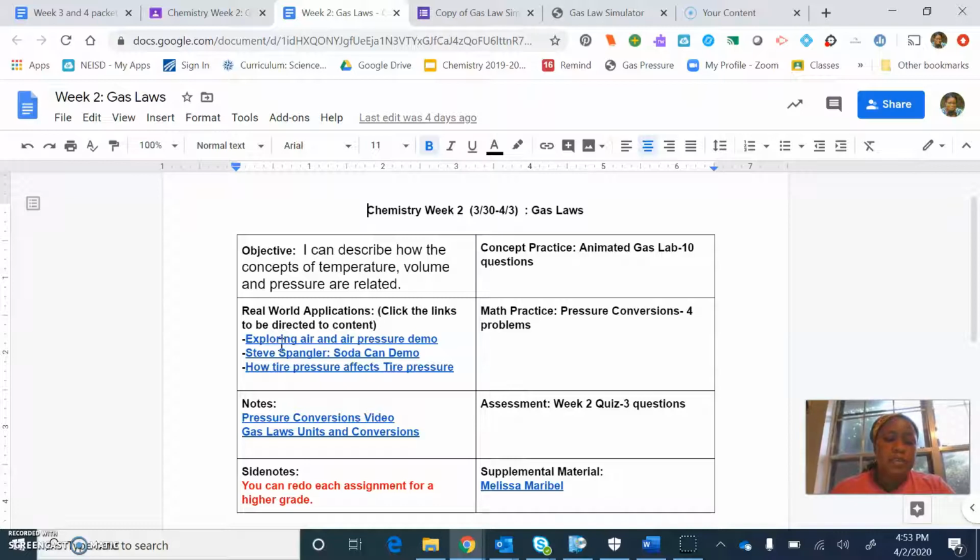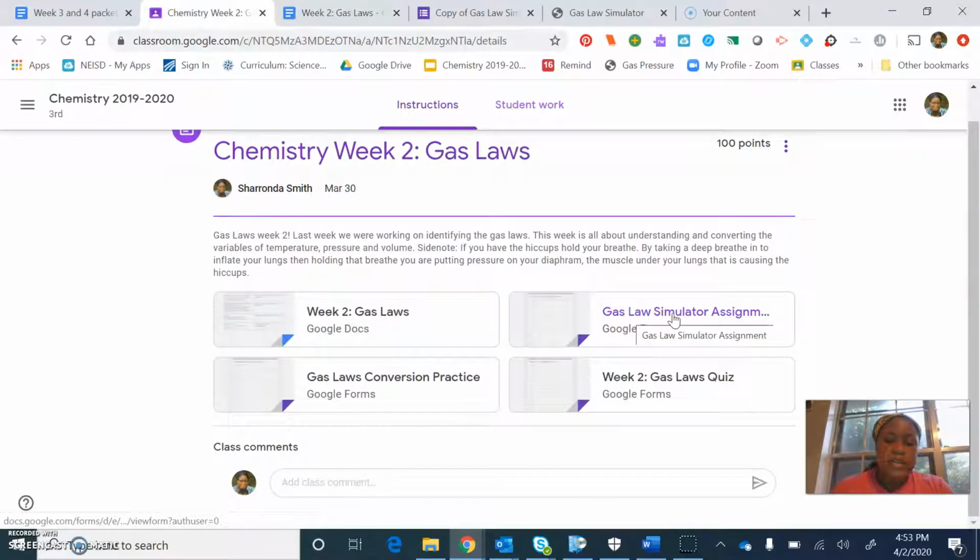Then we have 3 videos about real-world applications of gas laws. Then we have some notes over pressure conversions and the different units of conversion for going between different rates of measuring pressure. Now, the 3 assignments: the first one is the animated gas lab, and it has 10 questions. That would be here, the gas law simulator assignment.